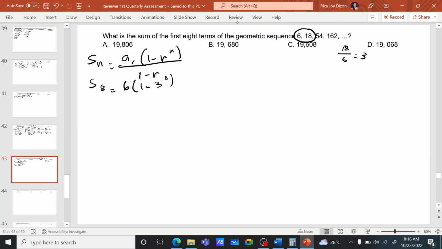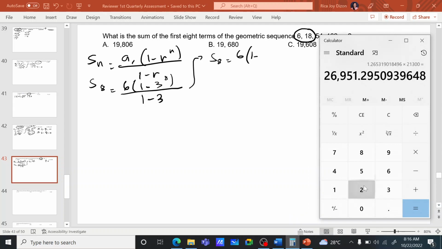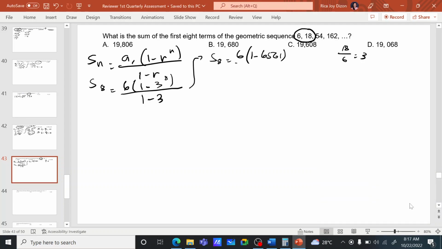S sub 8 equals 6 times 1 minus 3 raised to 8, over 1 minus 3. What is this 3 raised to 8? We know that 3 raised to 5 is 243. 243 is 3 raised to 5, times 3, that's 3 raised to 6. Times 3, it's 3 raised to 7, times 3. That's 3 raised to 8. We have 6,561.